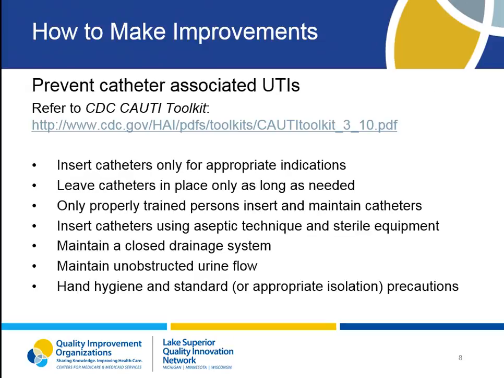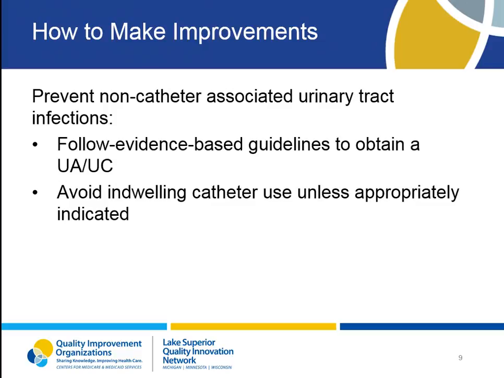To prevent catheter-associated UTIs, refer to the CDC Catheter-Associated UTI or CAUTI Toolkit. The link is on this slide. Included on this slide are key strategies shared in the toolkit. When working on improving this measure, be sure to refer to evidence-based practices and resources. To prevent non-catheter-associated urinary tract infections, follow evidence-based guidelines to obtain a UA/UC, avoid indwelling catheter use unless appropriately indicated, and encourage fluid intake unless contraindicated.